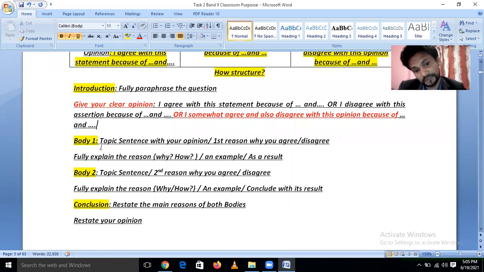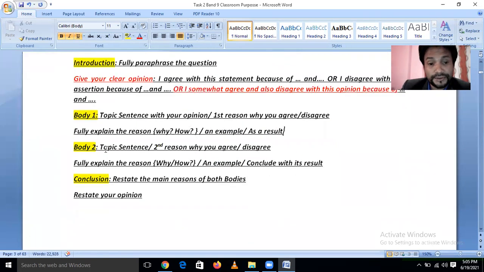Then you come to body 1, and body 1 has a topic sentence with your opinion. And the first reason: you have to mention the reason, whether you agree or disagree. Then you need to fully develop the reason, why, how. Then you need to give an example, then finally conclude with the result. Remember 5 things in body 1: topic sentence with your opinion, first reason, full explanation, example, result.